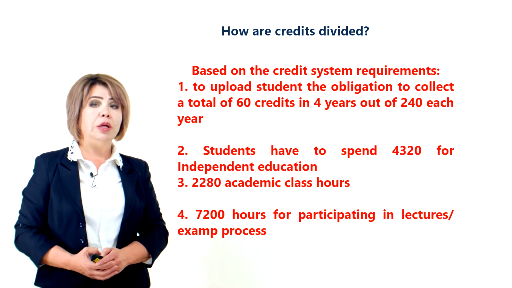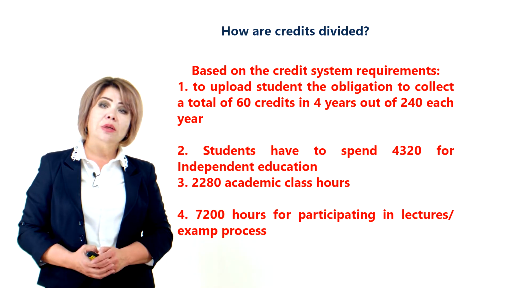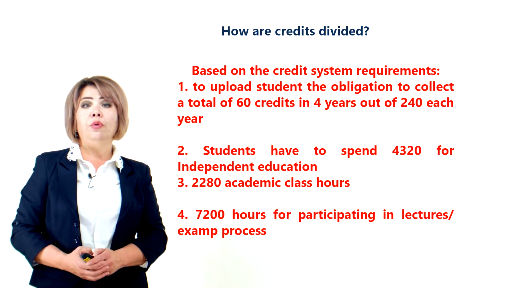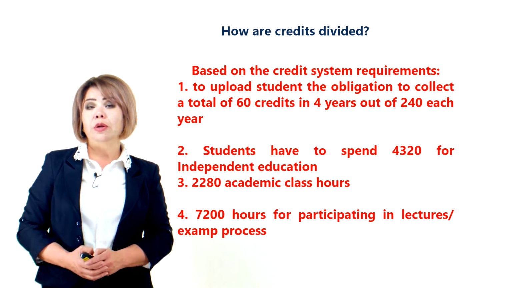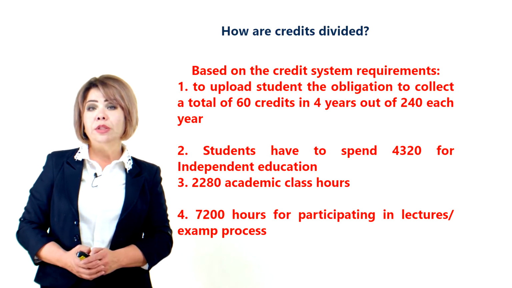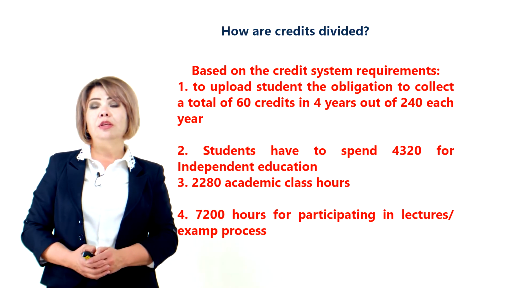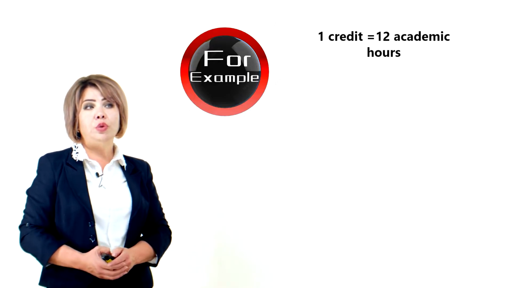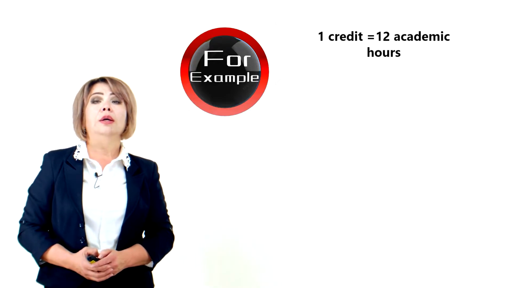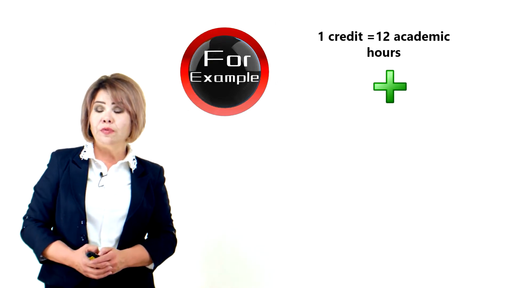Based on the credit system requirements, students have the obligation to collect a total of 60 credits each year, 240 in 4 years. Imagine, students have to spend 4,320 hours for independent education and 2,280 academic class hours. If you compare these two things, more hours are given to independent work. So what does it mean? It means that students have to work in class, but at the same time they are loaded with lots of credits, lots of individual tasks.